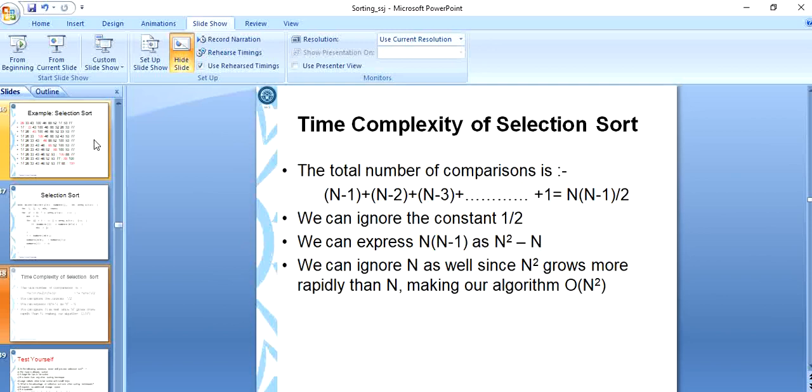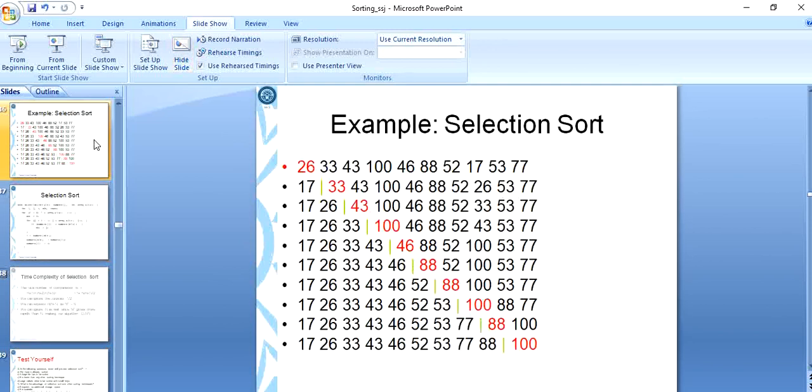If you observe the selection sort example, if we have n elements, then we are performing n minus 1 rounds, and in every round we are doing comparisons. In round 1 we are doing n minus 1 comparisons. In round 2 we are doing n minus 2 comparisons, because the first element is already fixed, so there is no need to compare these two elements.